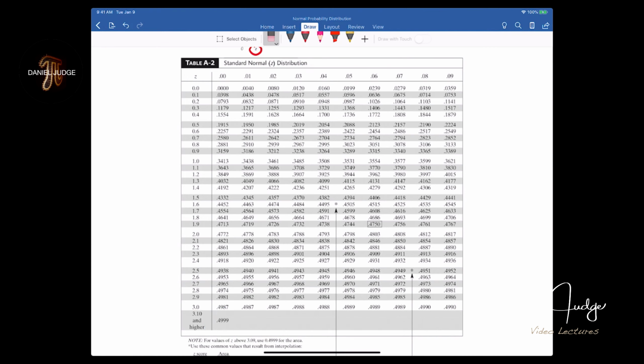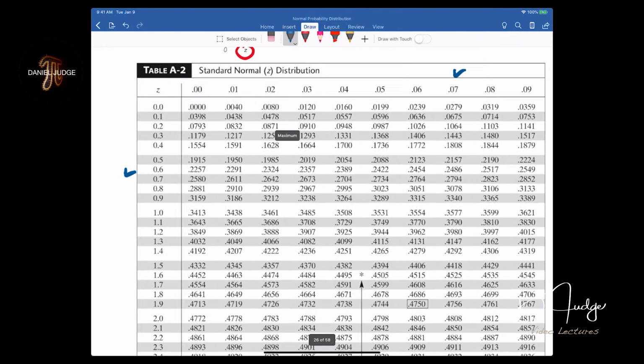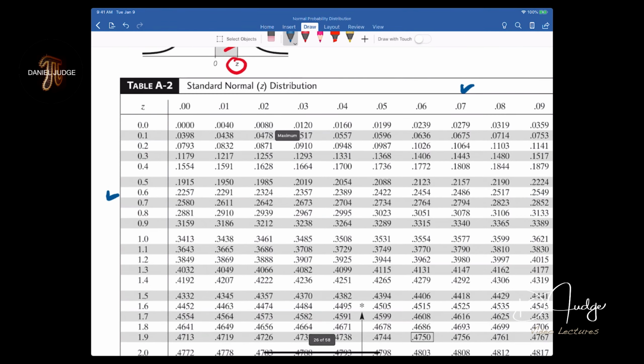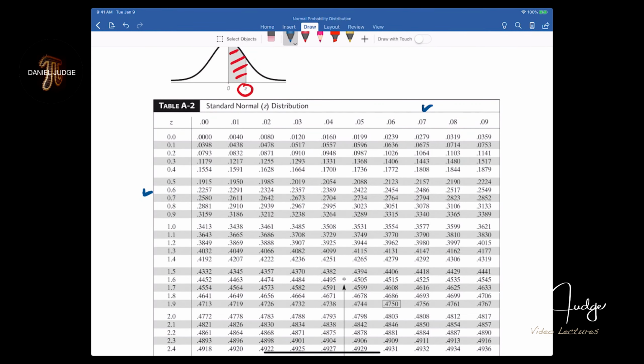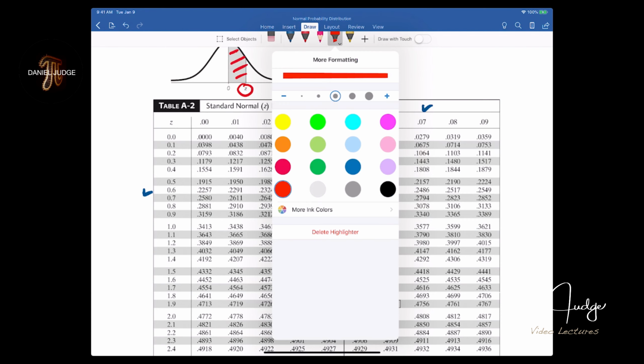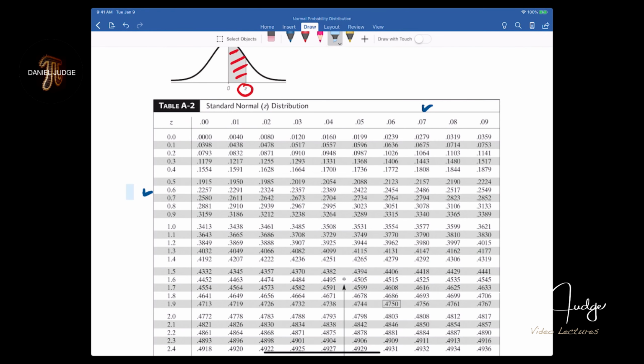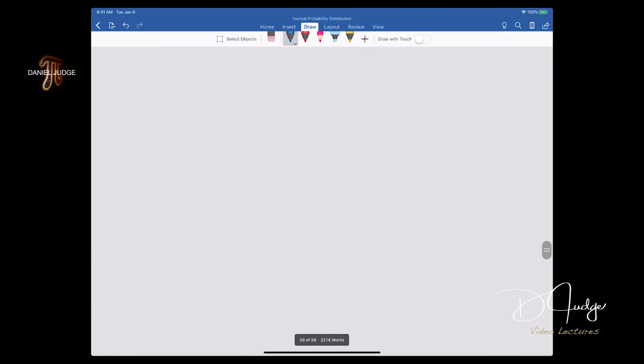The 0.6 row is here. The 0.07 column is right over here. So you guys can see that, right? And we need to get a color that we can see. Find what's in the intersection of the 0.6 row and 0.07 column. And if you take a closer look, it's right in here.